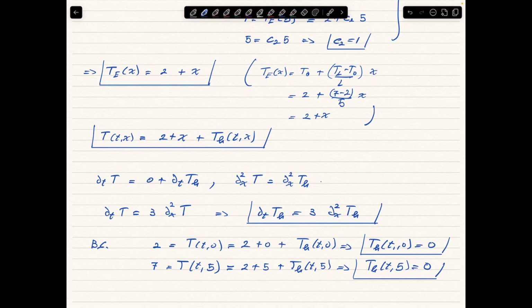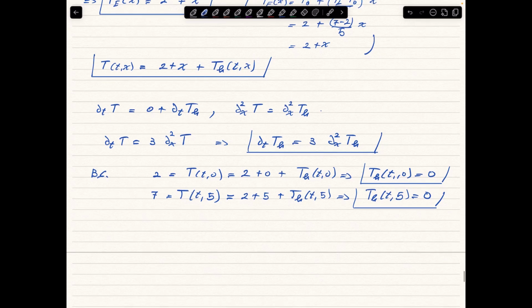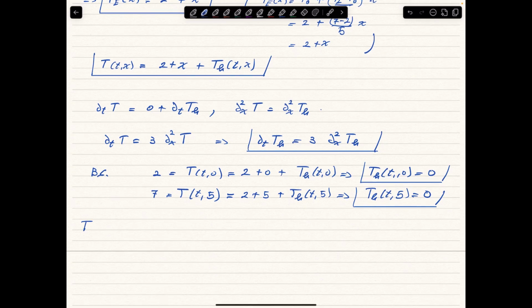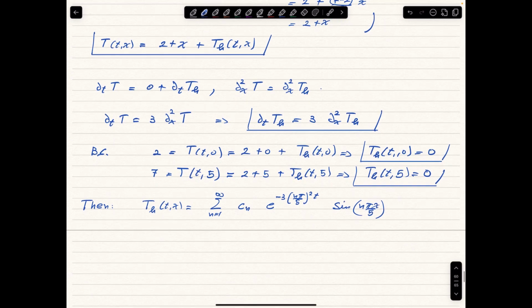Okay, so from those conditions we know that TH of x, t has to be given by the sum from n equals 1 to infinity of coefficients Cn, and now we have the exponential of minus 3, because this is the thermal diffusivity, times n pi over 5 squared t, and then sine of n pi x over 5. What are the coefficients Cn?